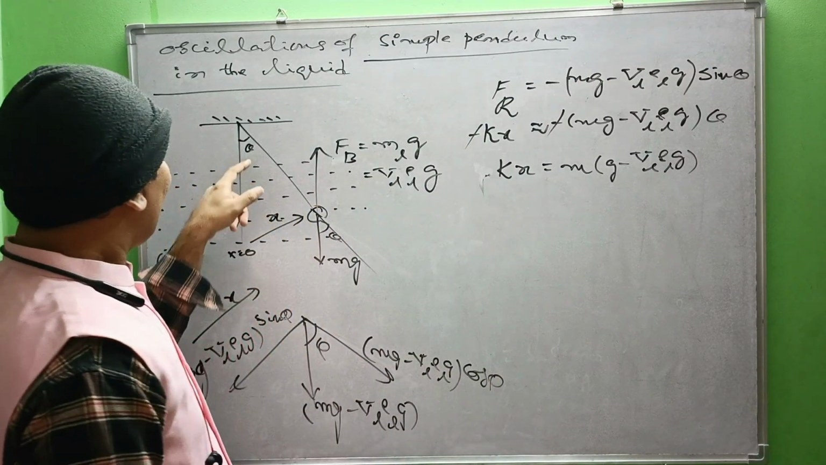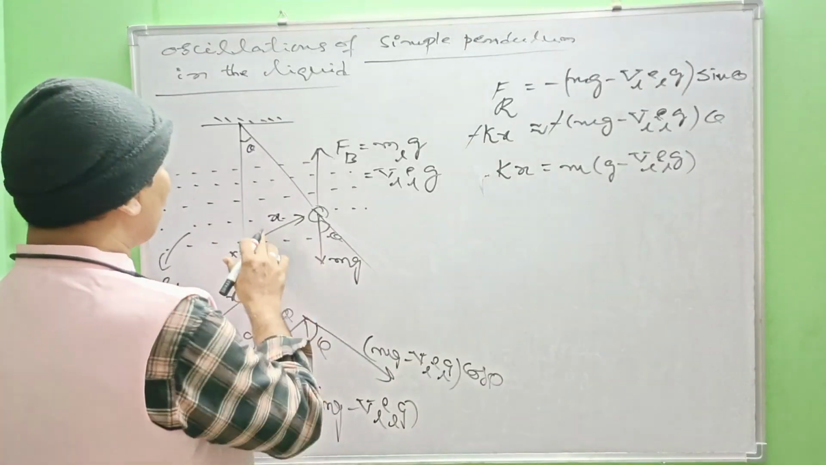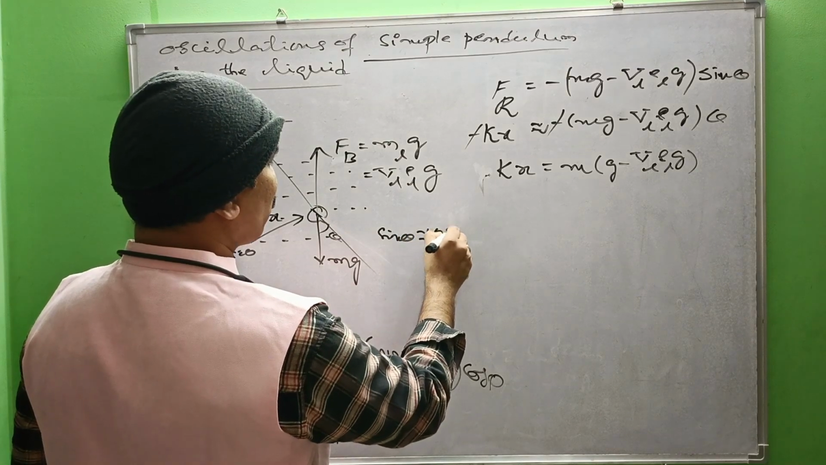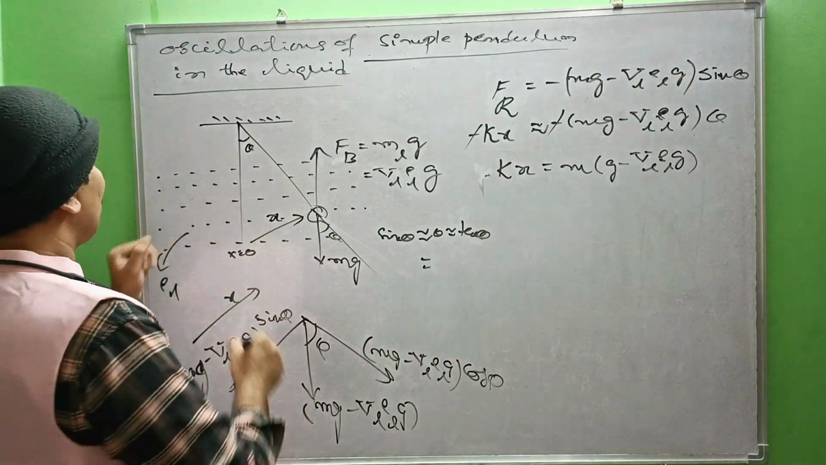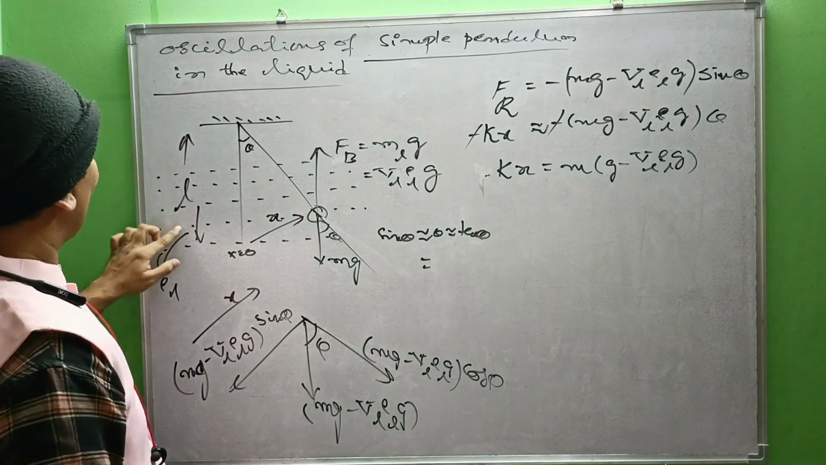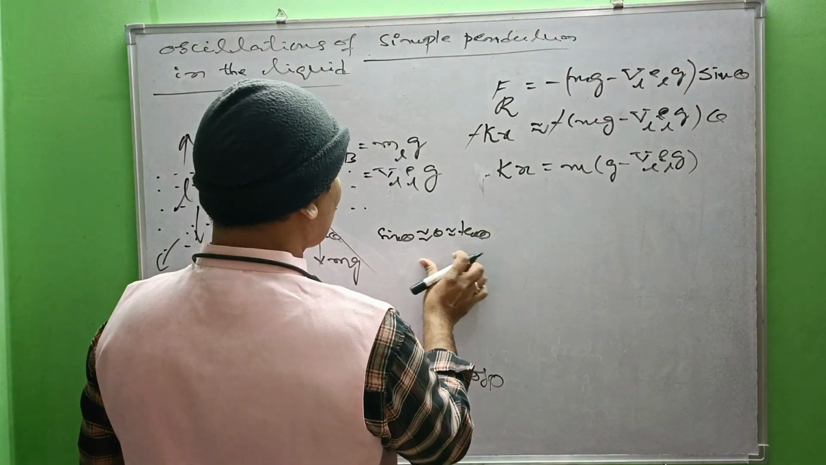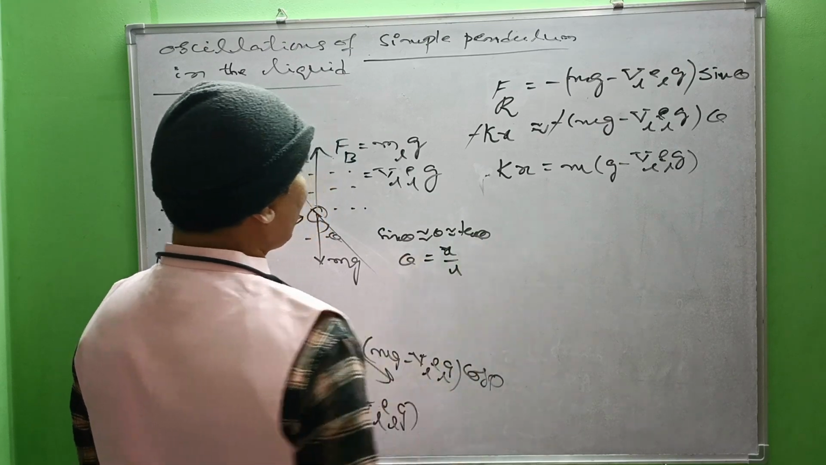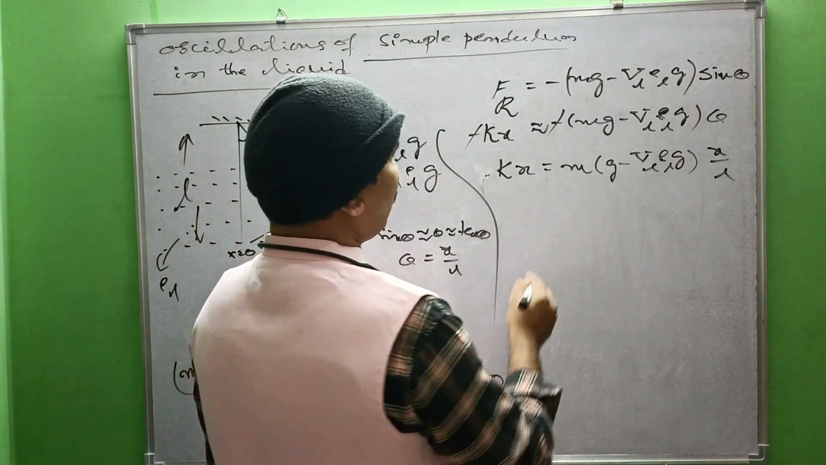See here, as theta is very small, sin theta is almost equal to theta, but also equal to tan theta. So sin theta equal to theta, almost equal to tan theta. That is opposite side by adjacent. What is this adjacent side? L, the length of the pendulum. That is x by L. So theta equal to x by L. So therefore x cancels.